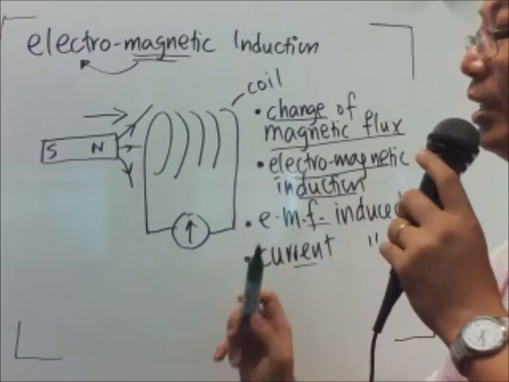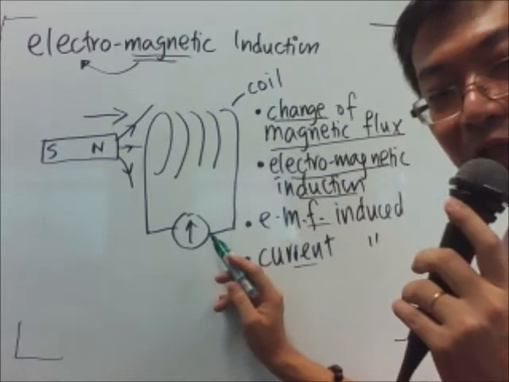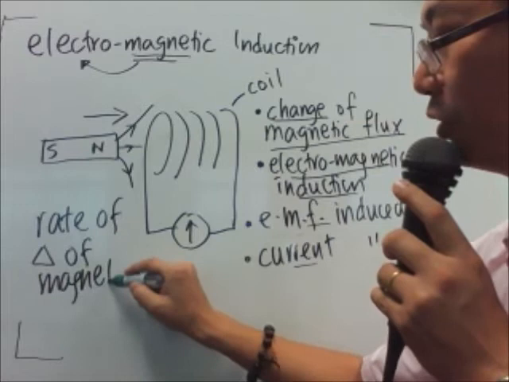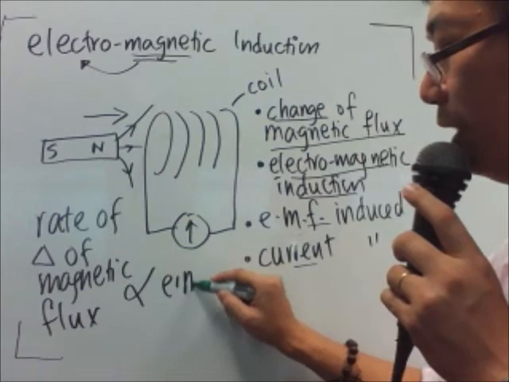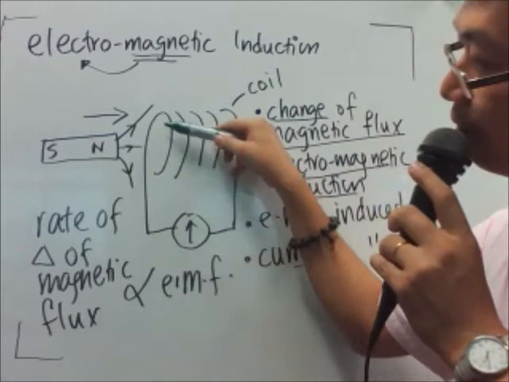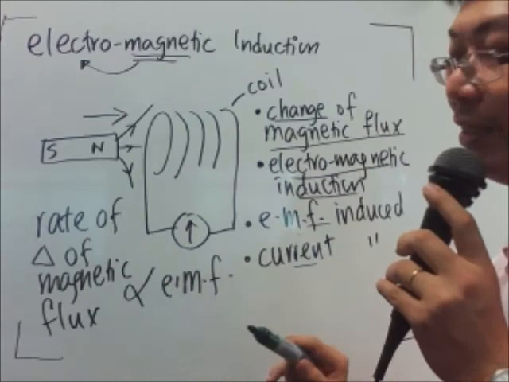Now, if we want to increase the EMF and the current induced, we have to make use of Faraday's law. It says that the rate of change of the magnetic flux is proportional to the EMF induced. So if we want a larger current being induced, there are three methods. First, we push the magnet faster, we use a stronger magnet, or we have more turns in the coil. All this will lead to a higher rate of change of magnetic flux and higher EMF induced, and we call this Faraday's law.